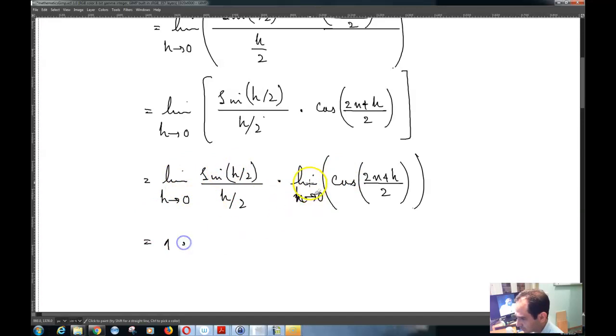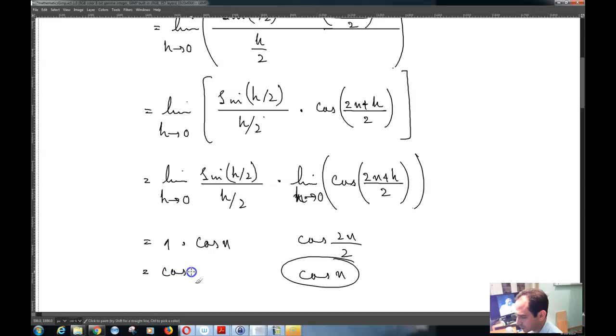Now this part over here, the limit of cos of (2x plus h) divided by 2 as h tends to 0, becomes basically simply cos x, because you can write this as the limit of, when h tends to 0, this becomes 0, and so you will get cos of 2x divided by 2, which is equal to cos x.